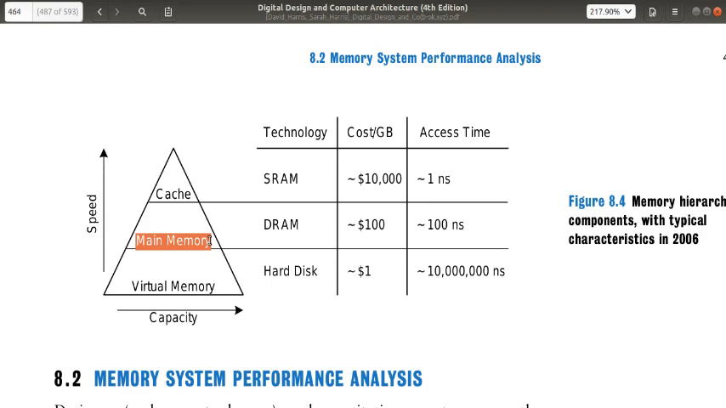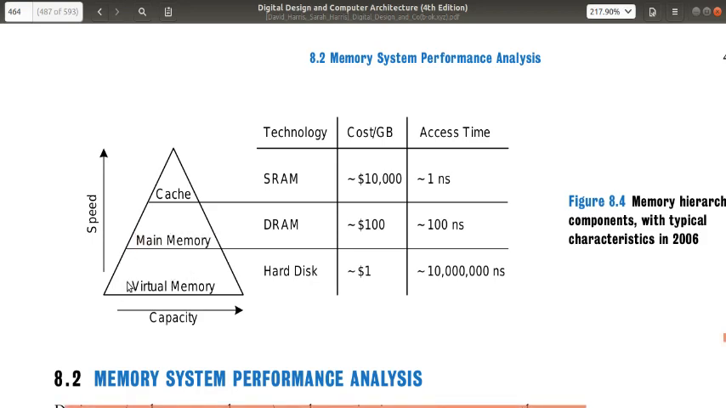When we talk about main memory, even here the technology given is DRAM, that is dynamic RAM. But in all computing systems, there will also be a type of memory known as ROM, read only memory, which is also considered a main memory, right? We'll come to the details of that later.